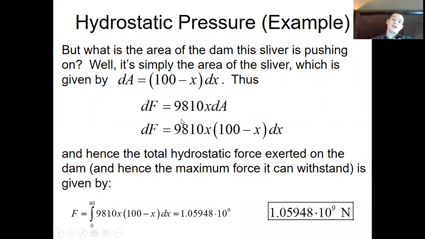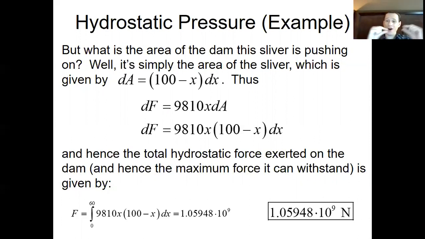So when you plug in, the force applied on this strip at that depth due to the hydrostatic pressure of the water pushing on it is given by this equation. dF is 9,810 x times the quantity 100 minus x times dx. Whew. Okay, we finally got to the equation for the force on the dam from just this little strip.